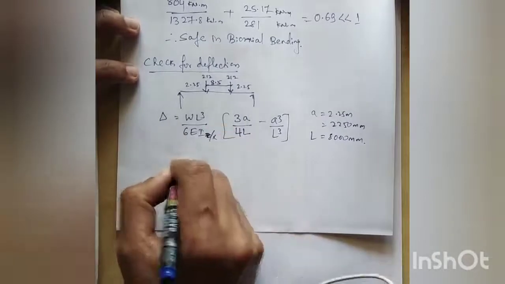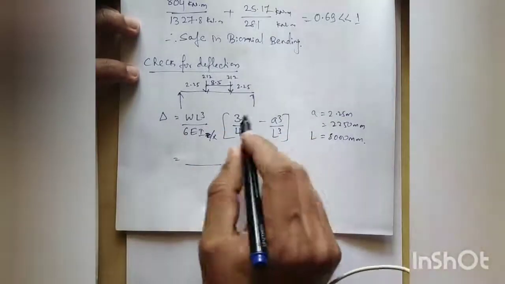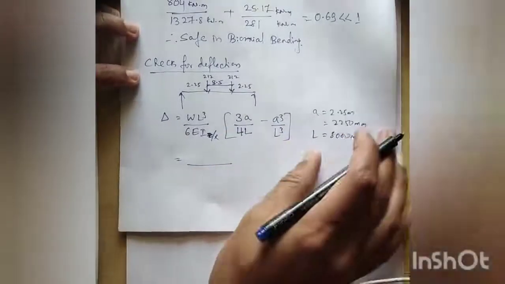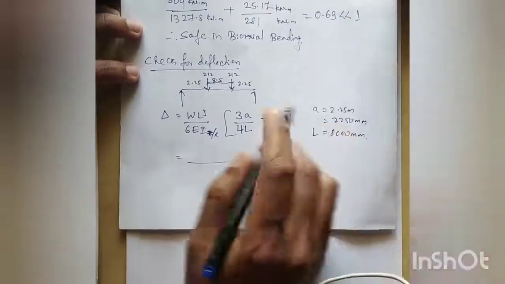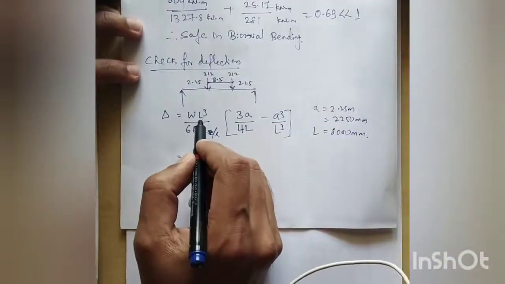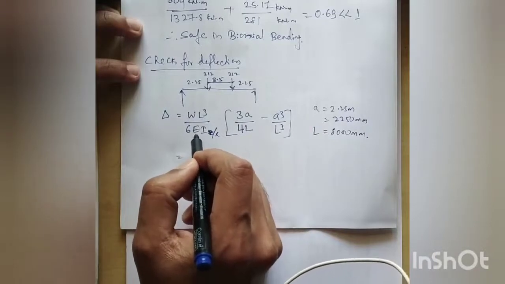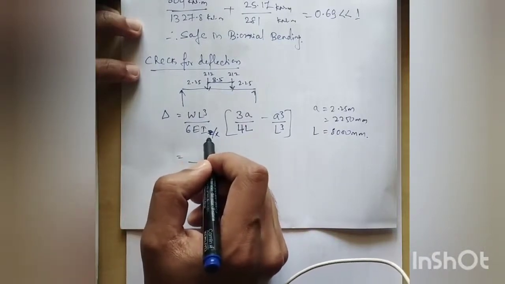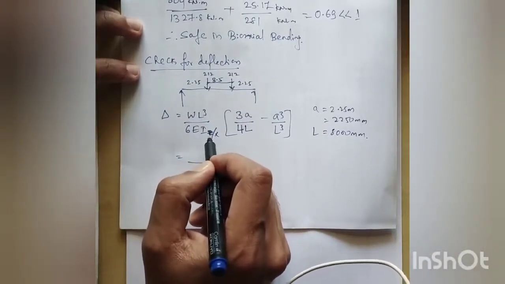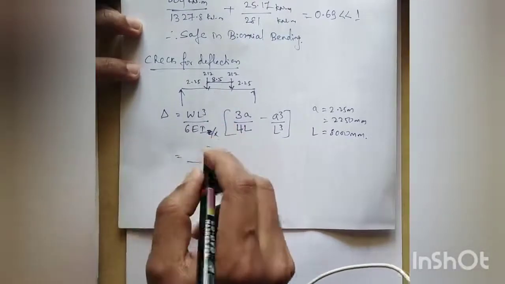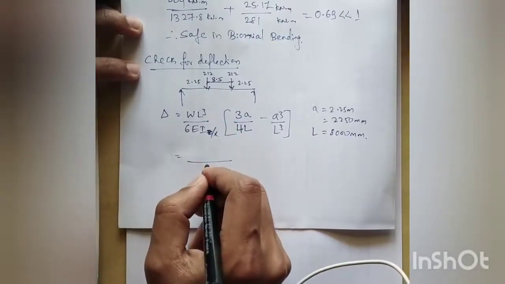Okay, so now once you calculate this, all your values have to be in the same unit. So load will be 212 kilonewton, length will be in mm, E is Young's modulus, 2 into 10 to the power 5, and Izz is what we have already noted down earlier. When you substitute all this, you will get the deflection value.